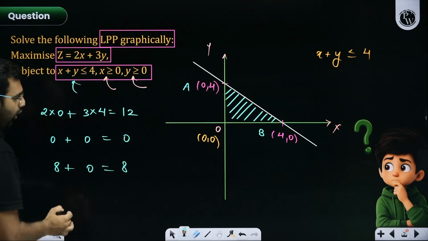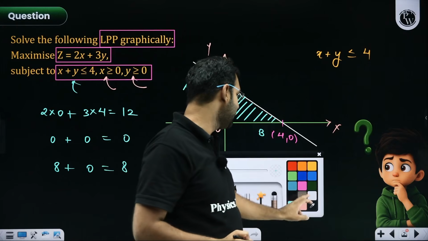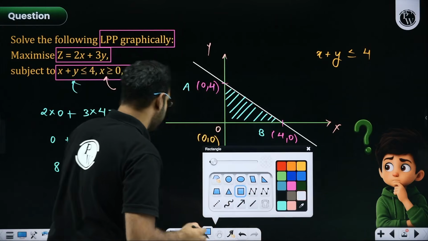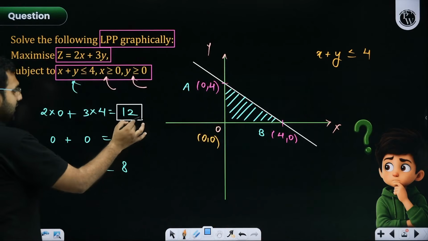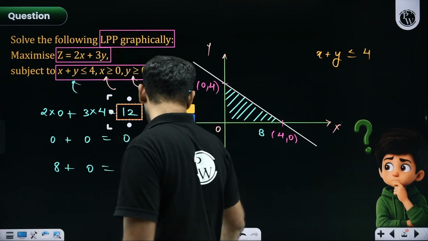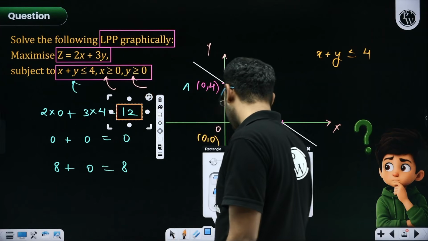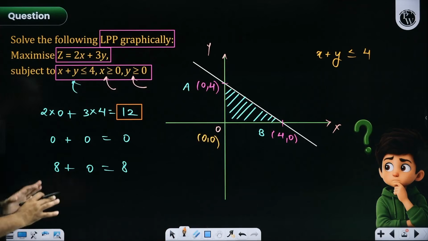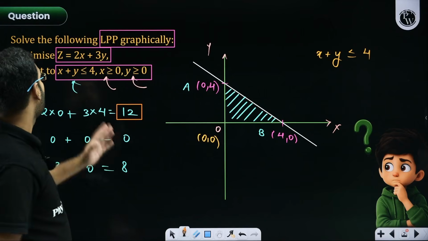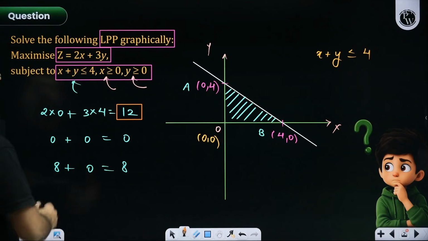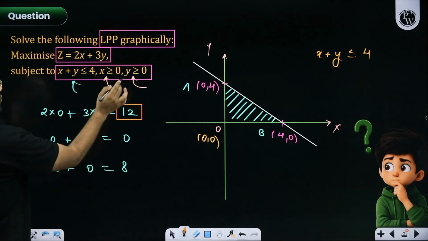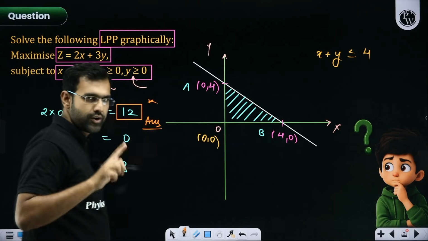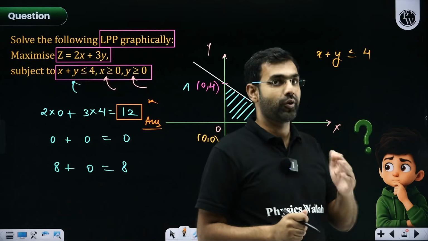So among these values 12, 0 and 8, which one do you think is the highest? Which one is the largest? Which one is the maximum? I hope everybody accepts that yes, 12 is the maximum value. So here I'll say that the maximum value of z, which is 2x plus 3y, under these constraints will be 12, and that's your answer. Did you all understand the purpose of linear programming?